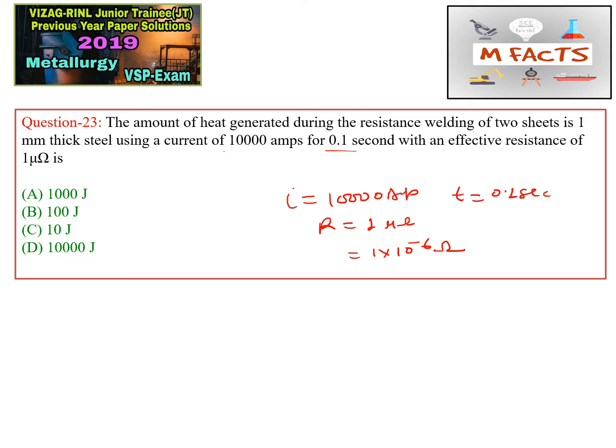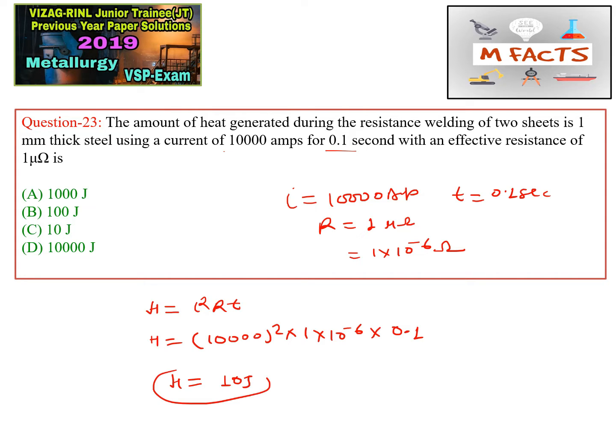I have already given a video on the numerical problems of welding. For a better idea about these things, you can watch that video from the playlist. H is equal to I square RT, so H is equal to 10,000 whole square multiplied by 1 into 10 to the power minus 6, multiplied by T, that is 0.1. From here we get H is equal to 10 joule. So this 10 joule is the correct answer for this question. I am not discussing this question in detail because I have already told you in the welding section.